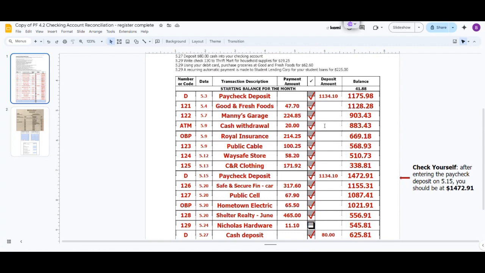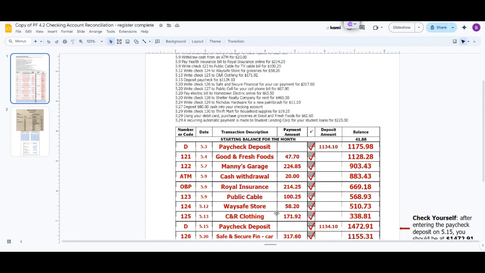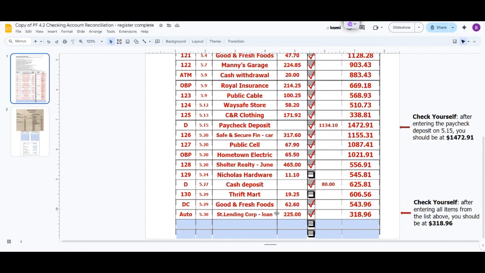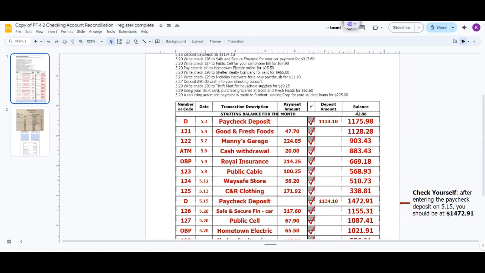All right. So that was the first thing that you were doing as you went through this, is that you just had to move these down into the register. And if you did that all correctly, you added everything up, subtracted everything, right? Remember, we started at 4188. Anytime that we add money through a deposit, we're going to add that amount over here. So 4188 plus 1134.10 got us to that 1175.98.